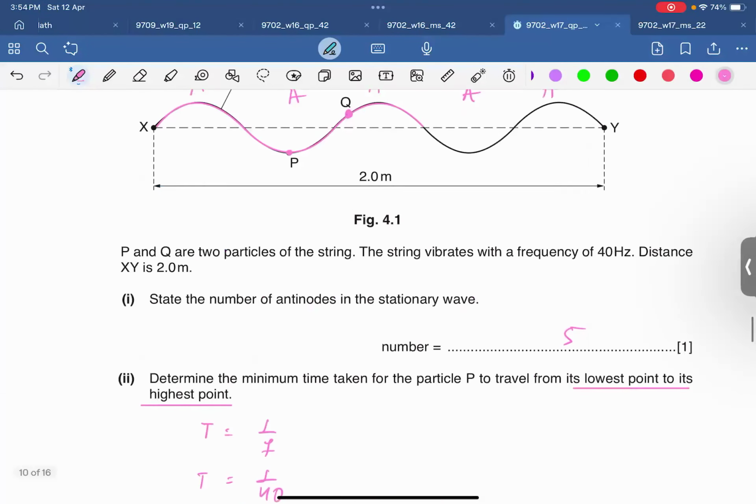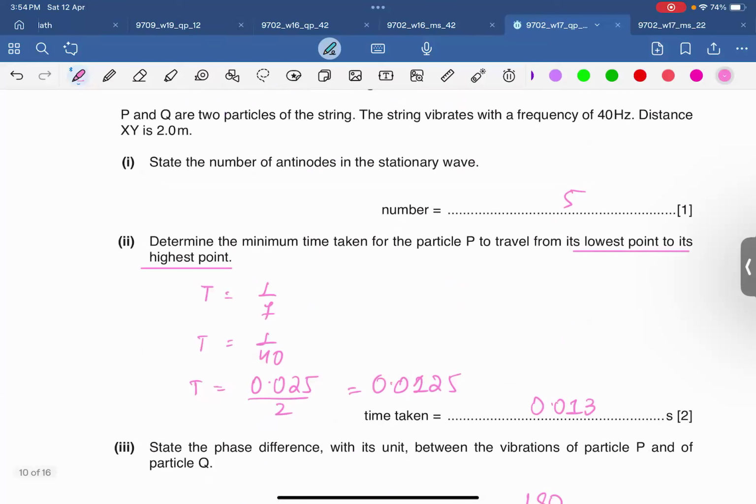Part 2, this one. Sir, it says lowest point and highest point. We can take two antinodes, right? And it's half a wavelength. Can we use that method?